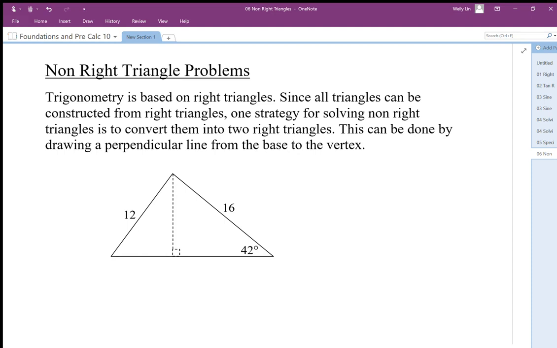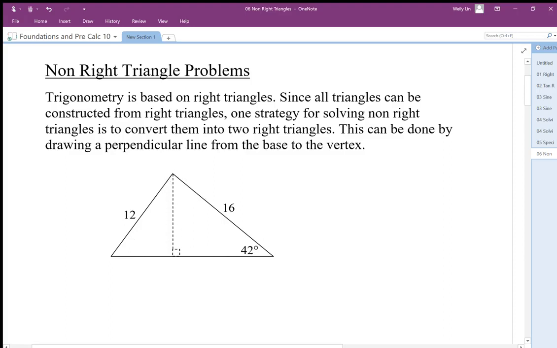So trigonometry is based on right triangles. Since all triangles can be constructed from right triangles, one thing we can do when we encounter a non-right triangle, for example in this case here, is make right triangles. Any triangle can be split up into right triangles by drawing a perpendicular line from the vertex down to the base. That allows us to deal with these two right triangles here.